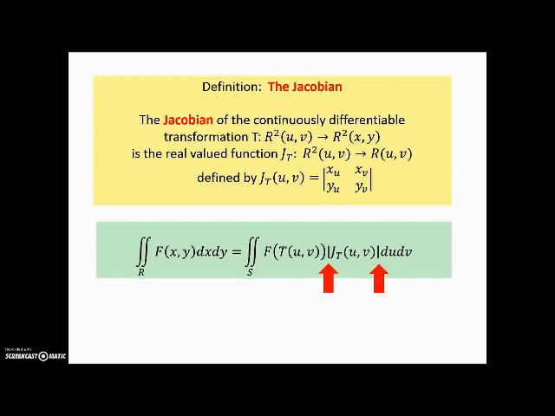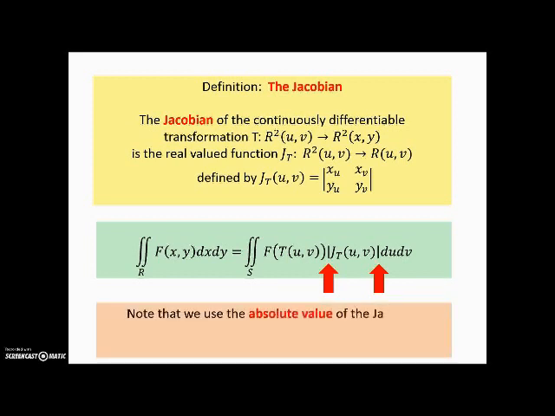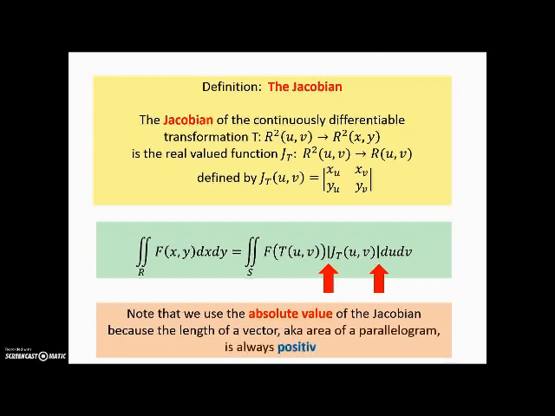Now notice that the absolute value is around the Jacobian because where did we get this determinant from originally? It was shorthand for the length of a vector. The length of the vector is the area of a parallelogram, and so it has to be positive, but the determinant could come out negative, and so we have to take the absolute value. Note, we use the absolute value of the Jacobian because the length of a vector, aka the area of a parallelogram, is always positive. So just in case the determinant comes out negative, you got to take the absolute value.